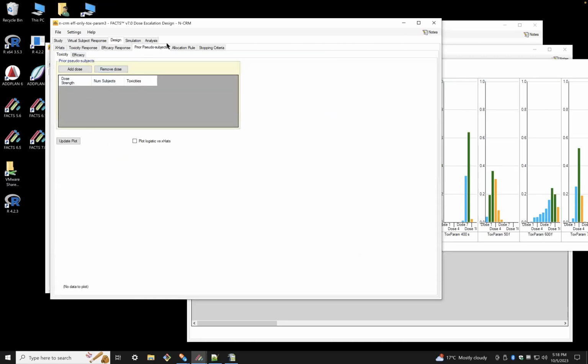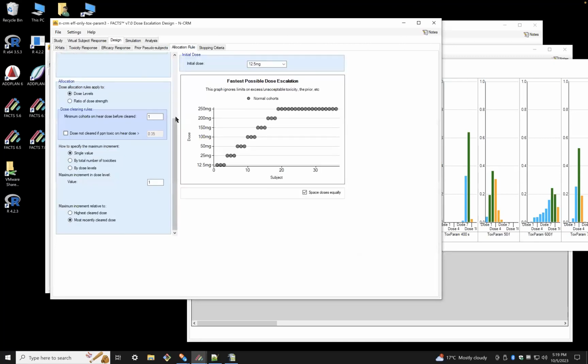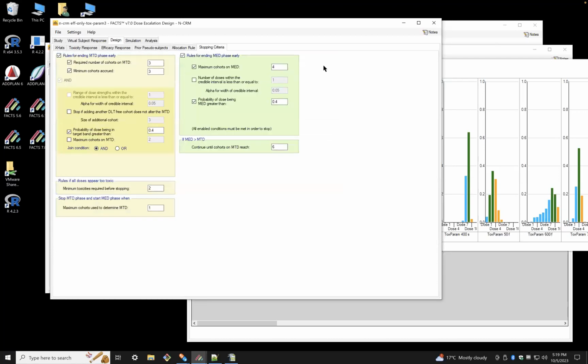Again, no use of prior pseudo subjects. Again, a very simple allocation rule. And then the stopping criteria I mentioned, where the crucial rule for stopping the MTD phase is to stop up to 1 cohort, and then stop the MED when we get 4 cohorts on the MED, or 6 cohorts on the MTD if we can't escalate that high.